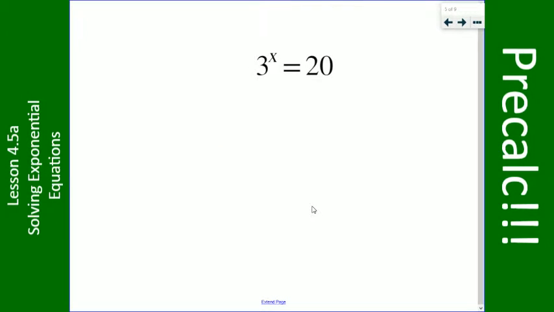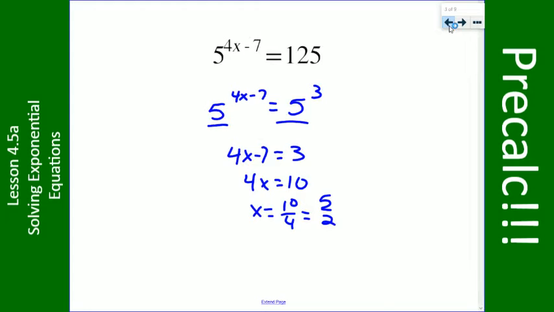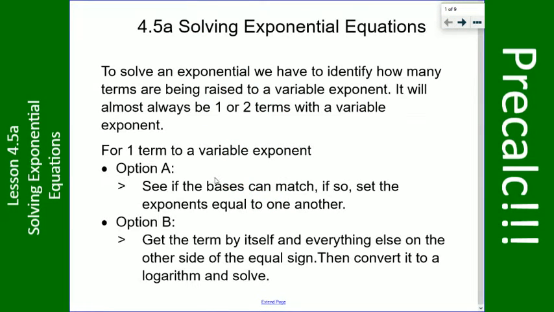Okay, so this is a slightly different example. This goes back to option B. Because we can't get 20 to end up being any kind of exponent of 3, we want to take a look back at option B. We can't get those bases to match. So get the term with the variable exponent by itself, and then everything else on the other side of the equal sign. Then convert it into a logarithm and solve. So let's take a look at that.